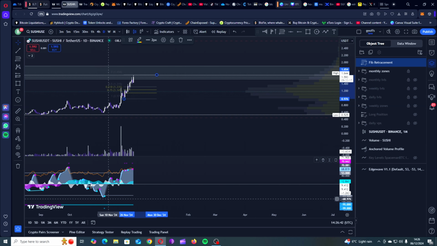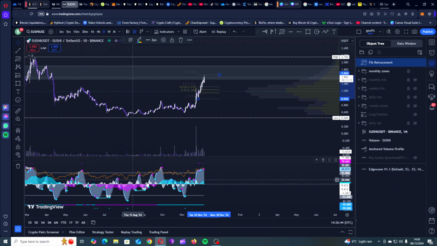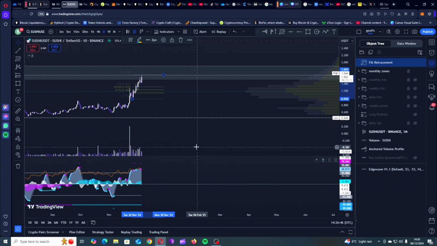Also, you can use this. You can see divergences on this. That's why I like to use this. Money's starting to flow back in. So, I'm going to leave it at that, guys.